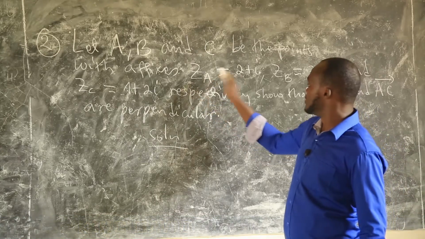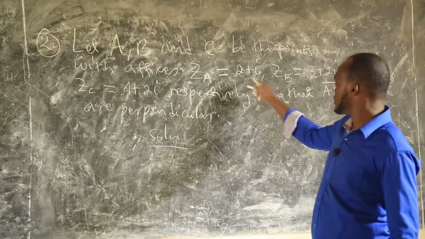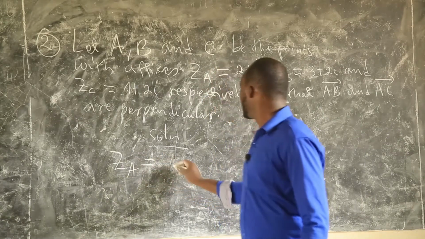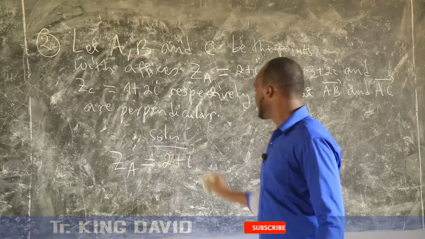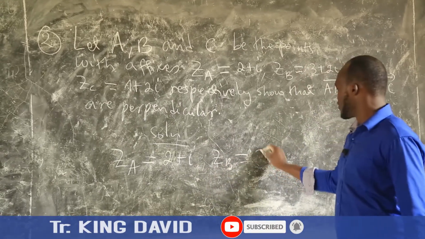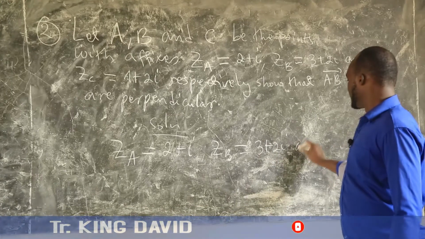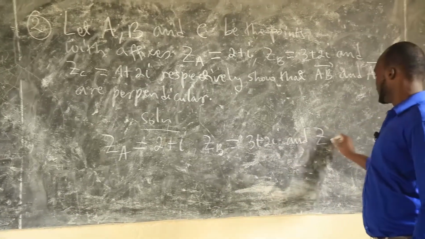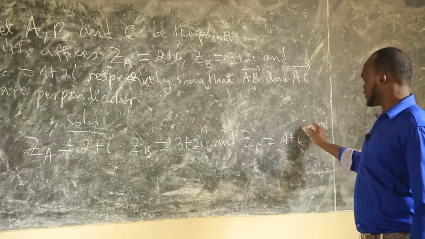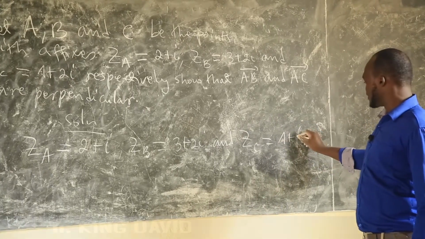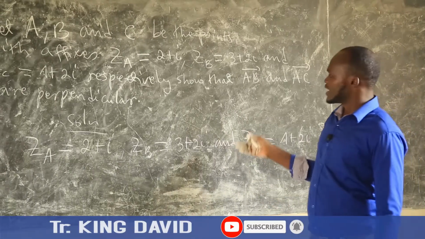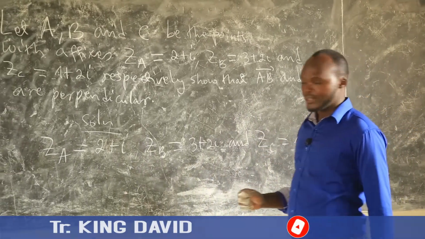Number 2, we have ABC, where ZA is 2 plus i, ZB equal to 3 plus 2i, and ZC equal to 1 plus 2i. So we're going to show that AB and AC are perpendicular.